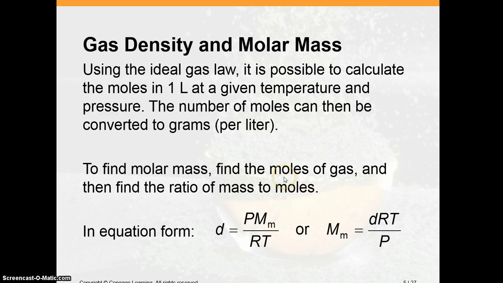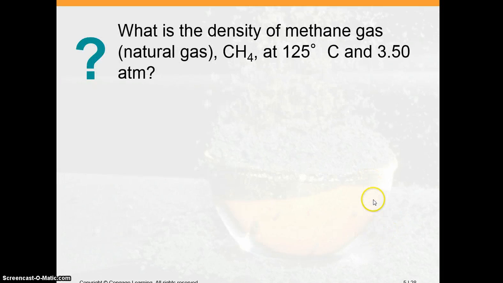Density is also a good formula to know. You'll probably do a lab, and that will help. M is molar mass, and that equals dRT over P, where d is density in grams over liters, R is the constant, T is temperature in Kelvin, and P is pressure in atmospheres.